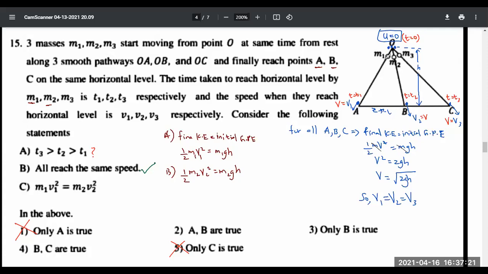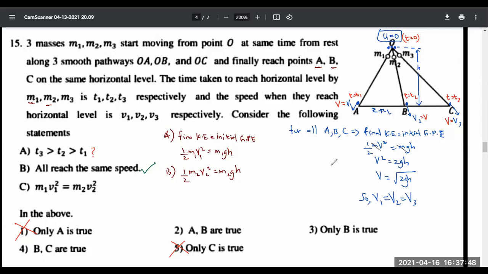Now this can be 2 kilogram, this could be 3 kilogram. Velocity does not depend on mass. So I don't think C is correct, because we can't say that mass is equal, and we can't say that the potential energies are also equal, because they are starting from the same height, but we don't know whether their masses are equal or not. So I think C is wrong.